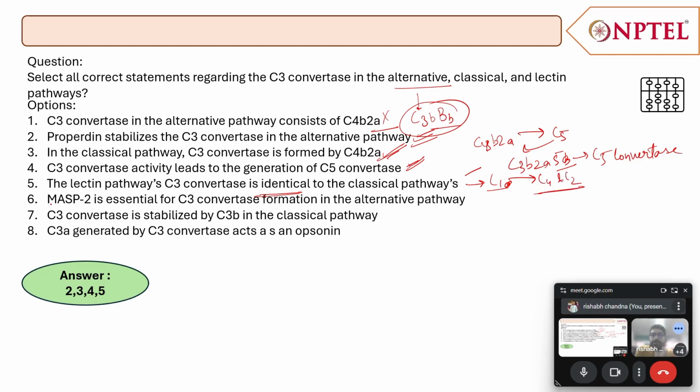Then the mannose binding serine protease 2 is essential for C3 convertase formation in the alternative pathway. No, it is involved in the lectin pathway. Okay, the C3 convertase is stabilized by C3b in the classical pathway. No, in the alternative pathway.